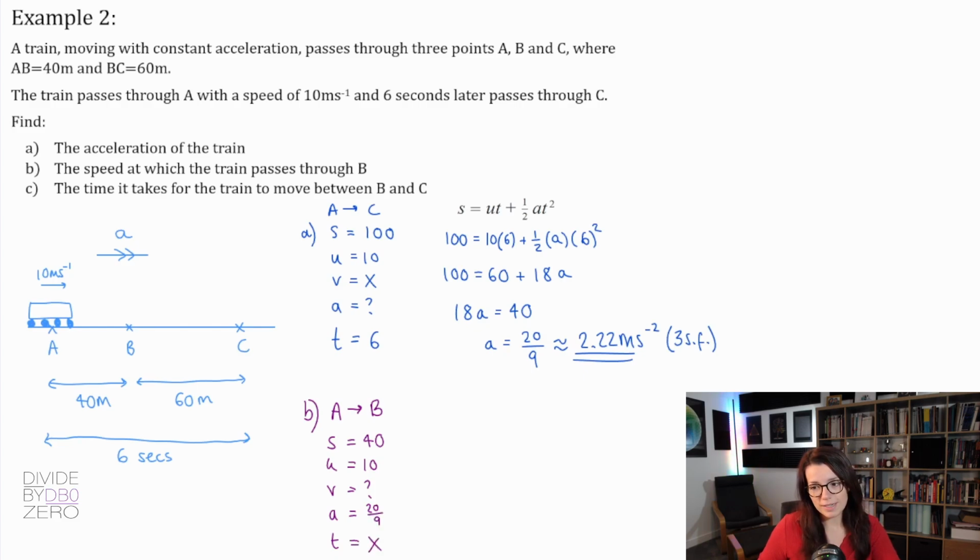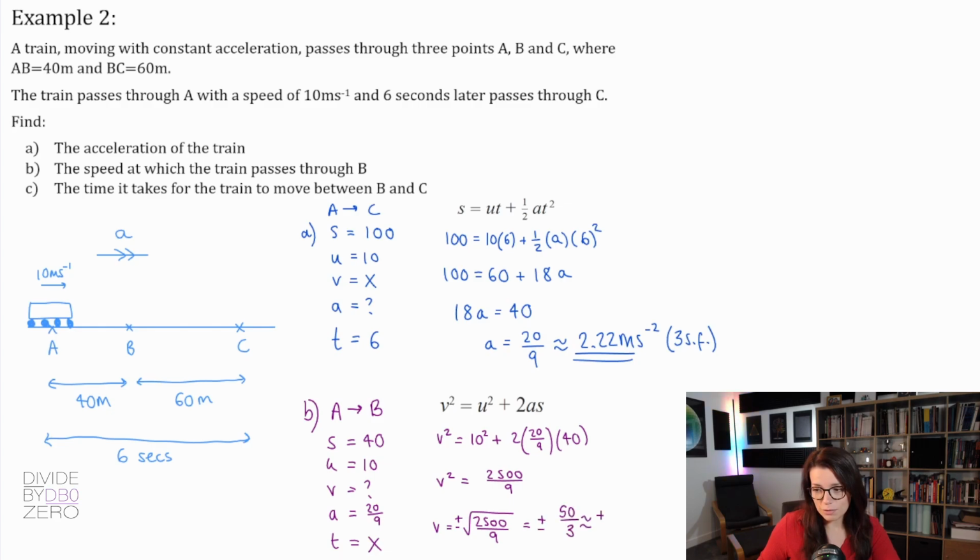And then we find the formula that does not involve t to use. And in this case, it would be this one. V squared equals u squared plus 2as. V is what we want. V squared equals 10 squared plus 2 times 20 over 9 times 40. If you type that in, you get v squared to be 2,500 over 9. Therefore, v is going to be the square root of that. Technically, the positive or negative square root, and that works out to be plus or minus 50 over 3. To 3 significant figures, plus or minus 16.7 meters per second.